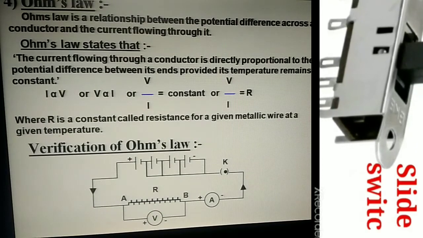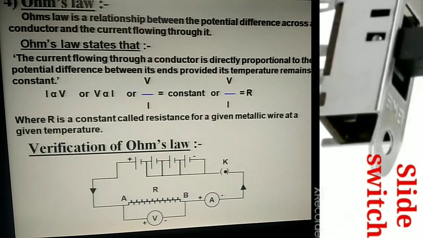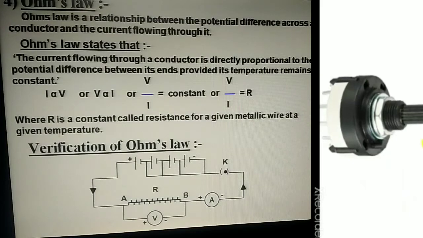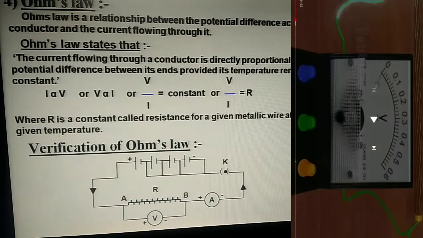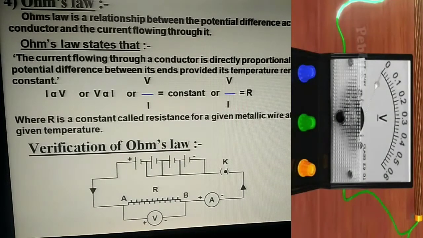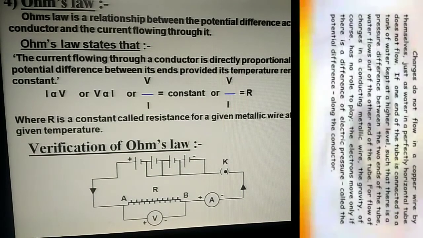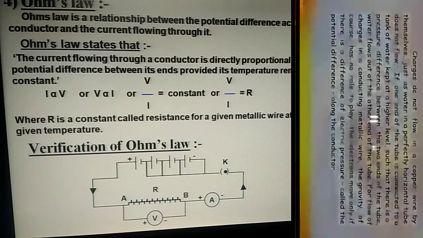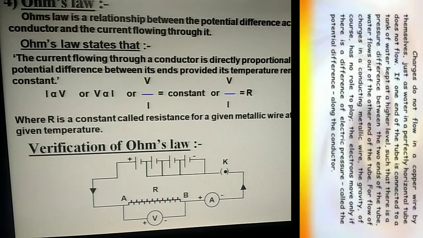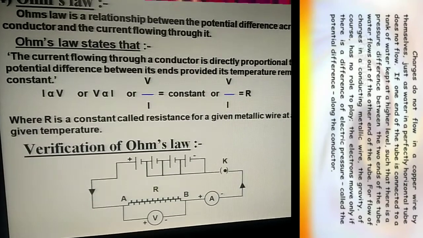Given below is the verification of Ohm's law, the circuit diagram, which contains a battery, a conductor, a variable resistor and a constant resistor. To the constant resistor, a voltmeter is connected in parallel, ammeter and a plug key. While verifying Ohm's law, you will be connecting a nichrome wire AB in the circuit.